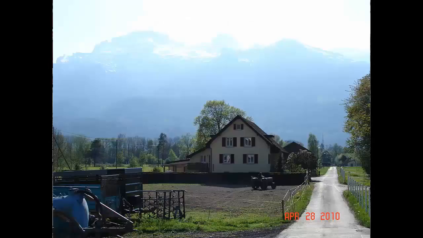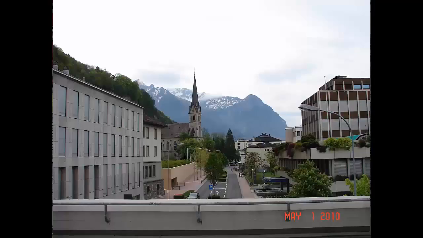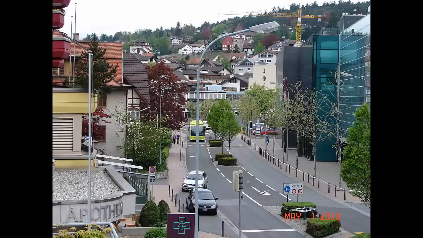I had the privilege of actually taking a trip there a few years back. It kind of looks like just a quiet Swiss alpine village, several little villages. But if you look on the right there, that is one of the secrets of Liechtenstein's success, which is their financial district. Those are all banks. Liechtenstein's a banking center.